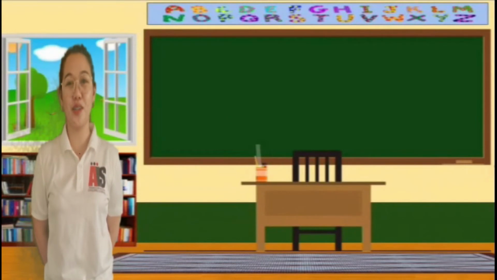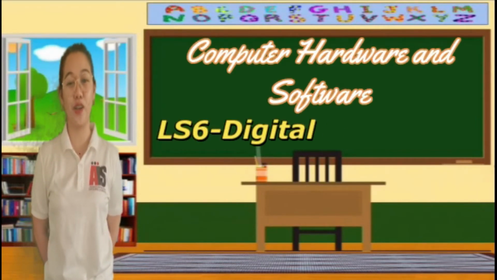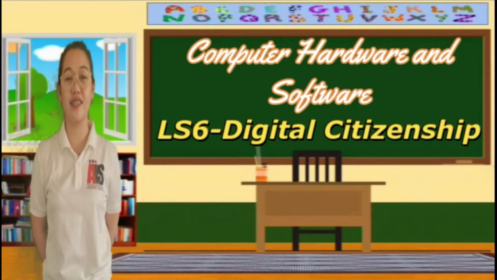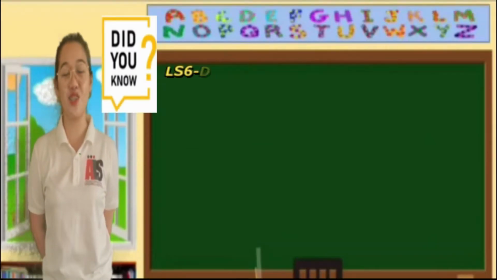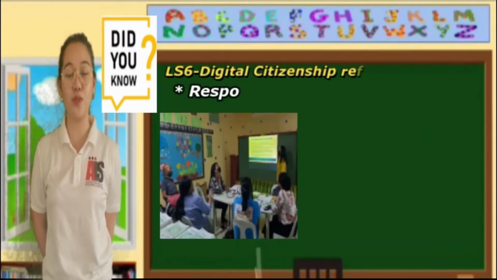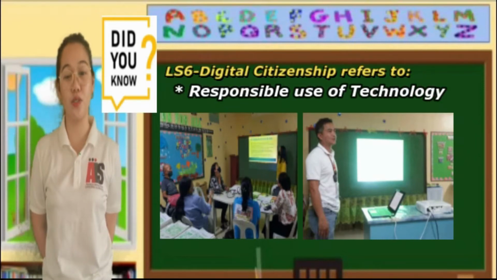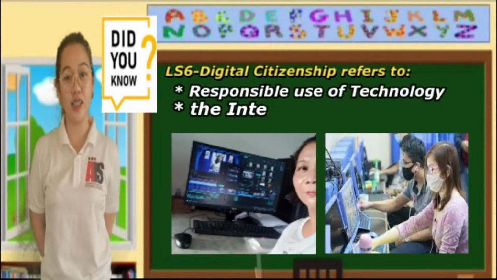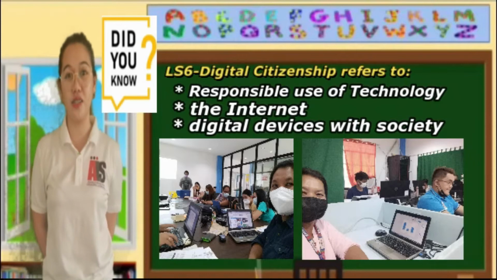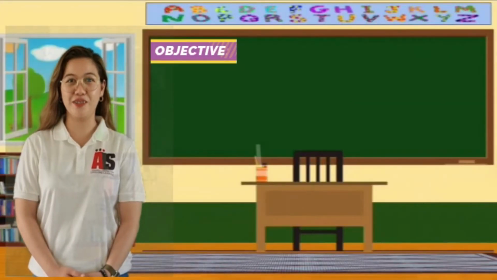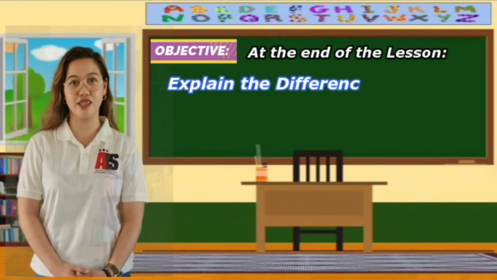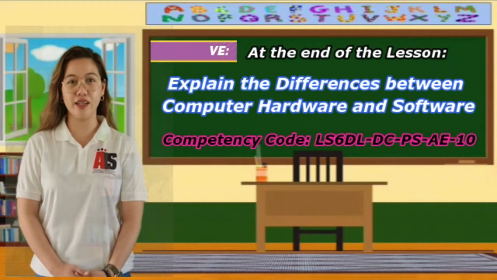Today, we are going to discuss computer hardware and software under the Learning Strand 6, Digital Citizenship, of the Alternative Learning System. Did you know digital citizenship refers to the responsible use of technology by anyone who uses computers, the internet, and digital devices to engage with society at any level? Our objective for today is that at the end of the lesson, you will be able to explain the differences between computer hardware and software.